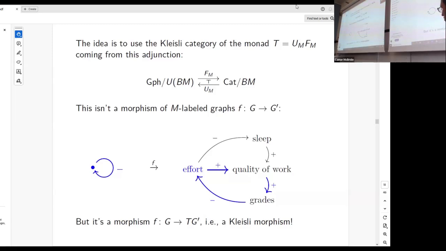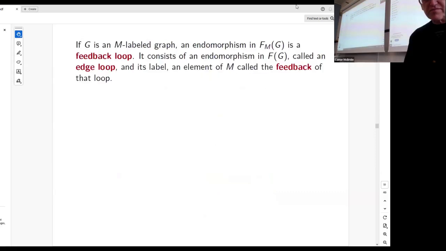So in other words, this vertex here could be mapped to effort, and this edge here could be mapped to this whole loop here, which is an edge in the underlying graph of the free category on this graph here. So people in computer science like to think about the Kleisli categories of monads and use them for many different purposes, but here we see them showing up as the correct notion for seeing how a small motif can be found inside a larger M-labeled graph. So that's cute and suggests doing various tricks.